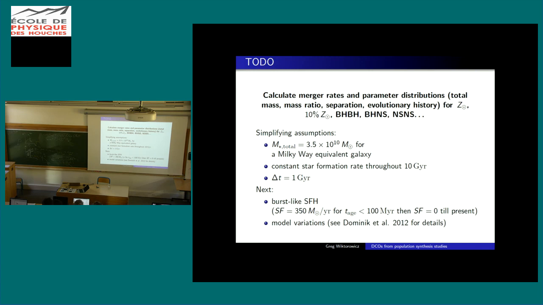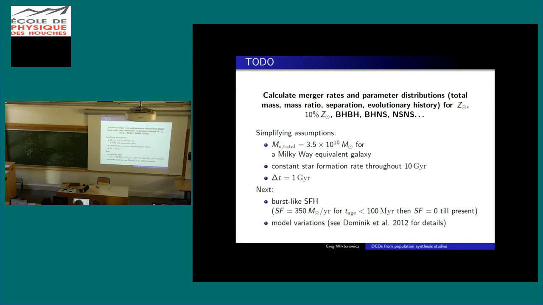And every time we need a different birth time. We cannot take the same, because we will have a huge statistical error which will give us strange results. And this would give the number of double compact objects which merge within the current time and 1 gigayear before.